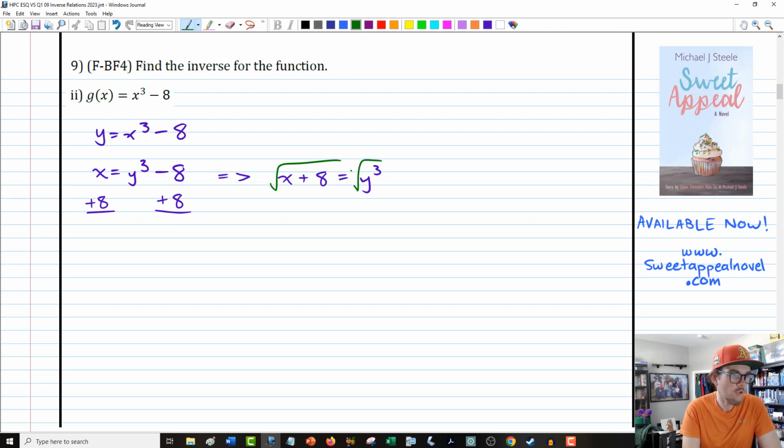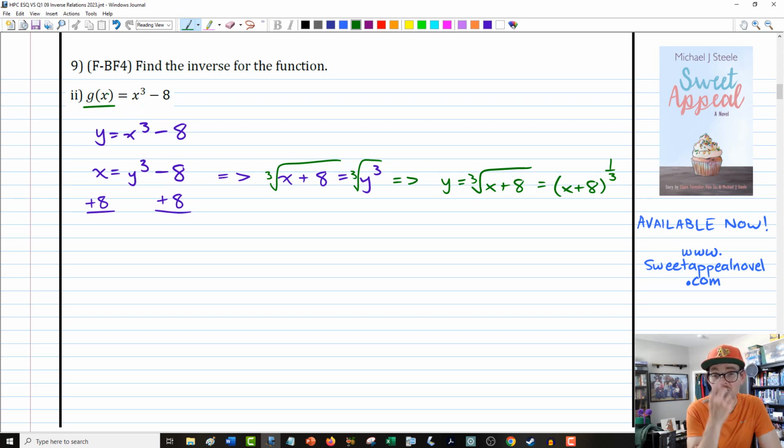You're probably going to cube root both sides, in which case you're going to get y equals the cube root of x plus 8. But I will say if you prefer to write this as x plus 8 to the 1/3 power, hey, more power to you. Nothing wrong with that. The one thing that is wrong there isn't wrong so much as just kind of sloppy.